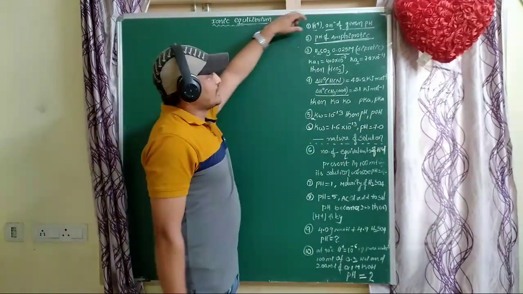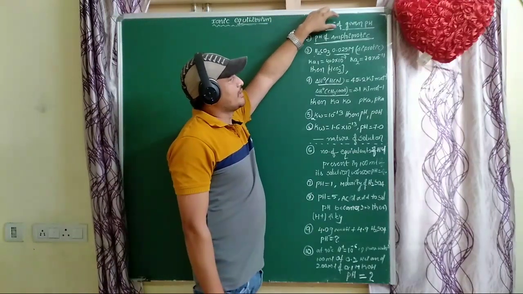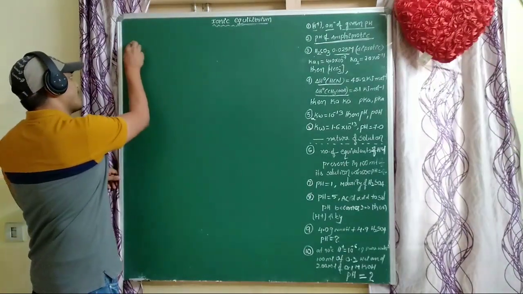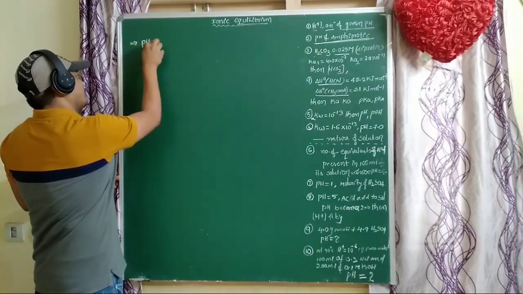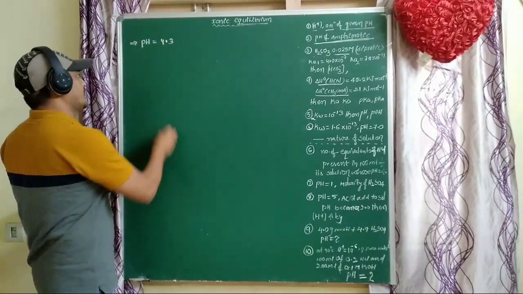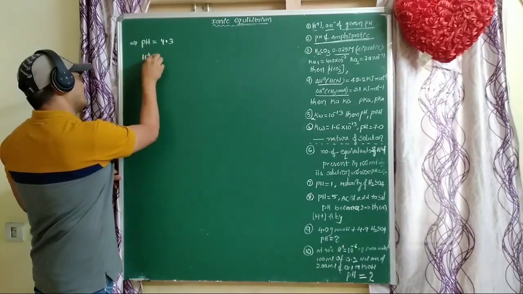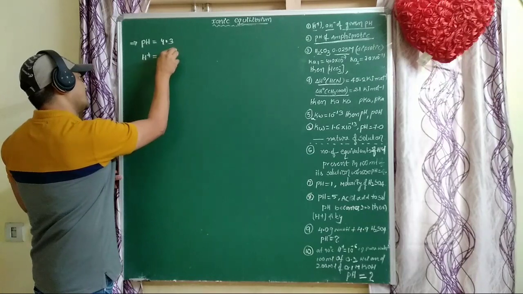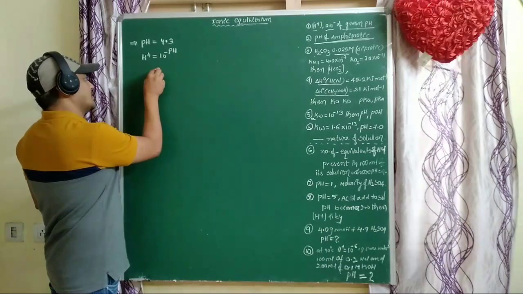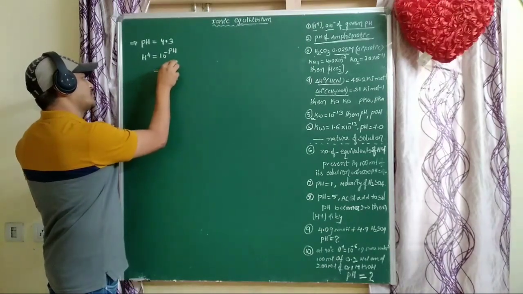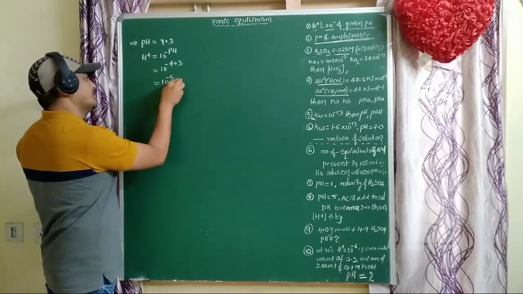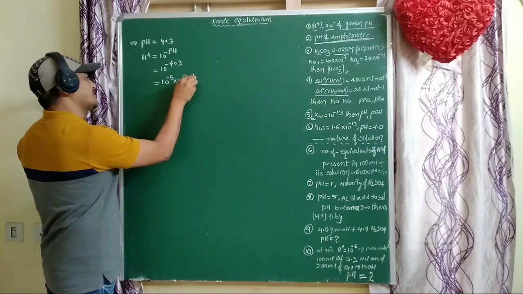So, calculation of H plus and OH minus for given pH values. For example, pH equal to 4.3. Here H plus equal to, we already know the formula, 10 power minus pH. So that equal to 10 power minus 4.3. So how to write this? 10 power minus 5 into 10 power 0.7.